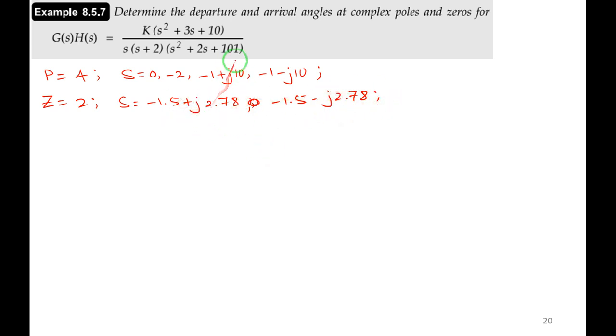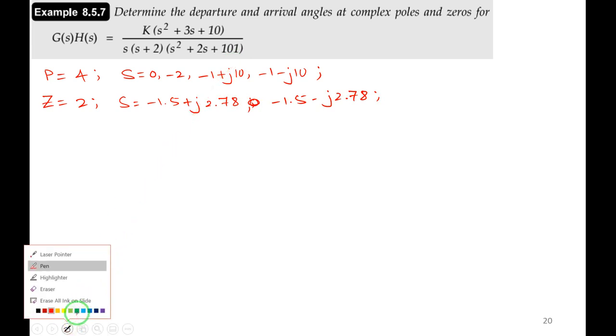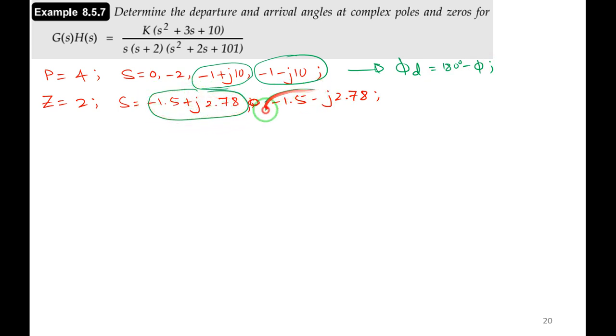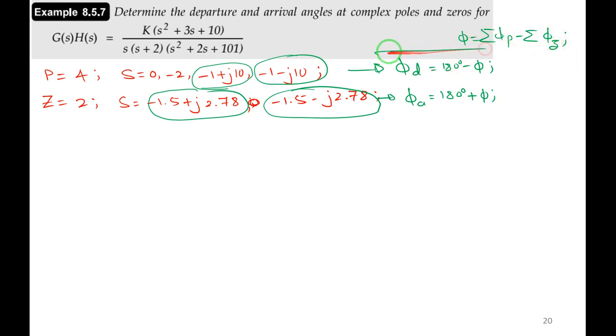Let me change the ink color. I have complex conjugate poles minus 1 plus j10 and minus 1 minus j10, so I will calculate the angle of departure for this. The formula is 180 degrees minus phi. Then since there are complex conjugate zeros, minus 1.5 plus j2.78 and minus 1.5 minus j2.78, I will calculate the angle of arrival phi A. Arrival means plus phi, departure is minus. How to calculate phi? Phi is the sum of the angles subtended by the remaining poles minus the sum of the angles subtended by the remaining zeros. Try to remember this formula.